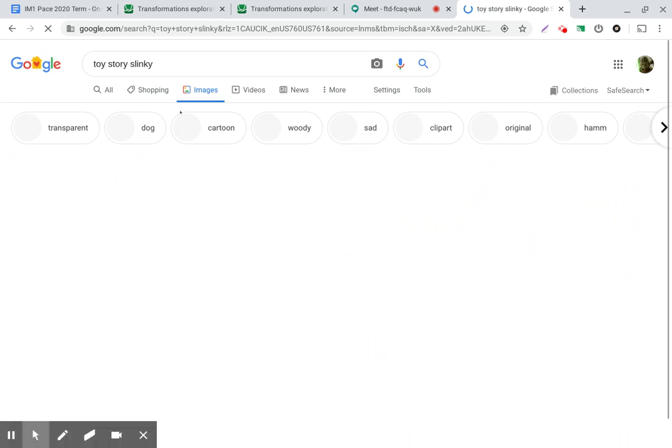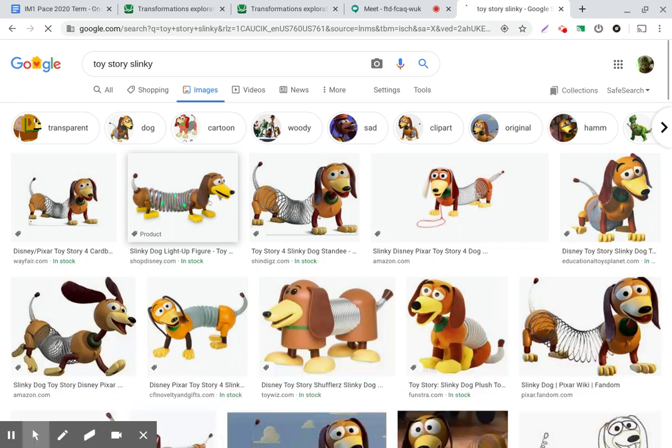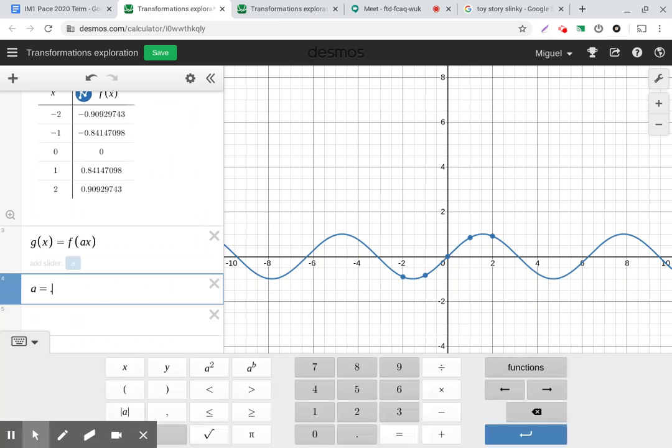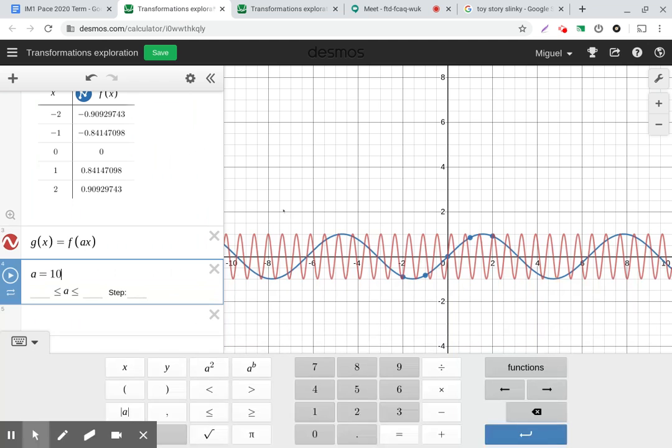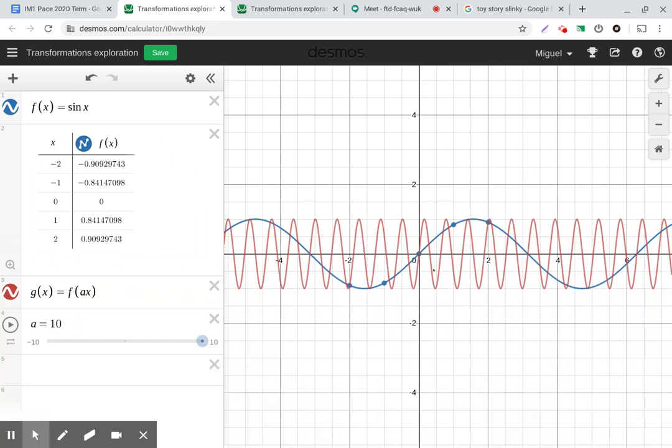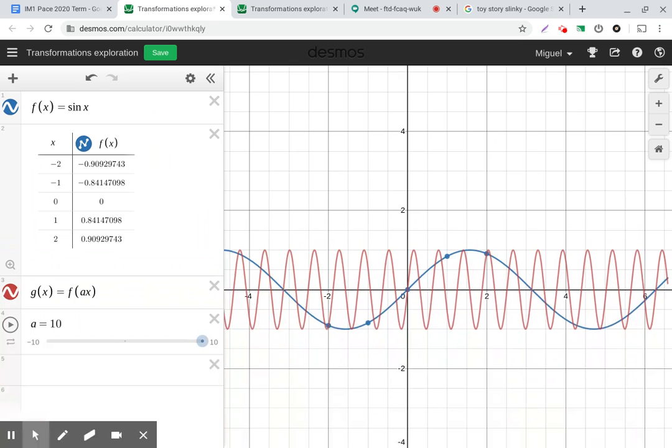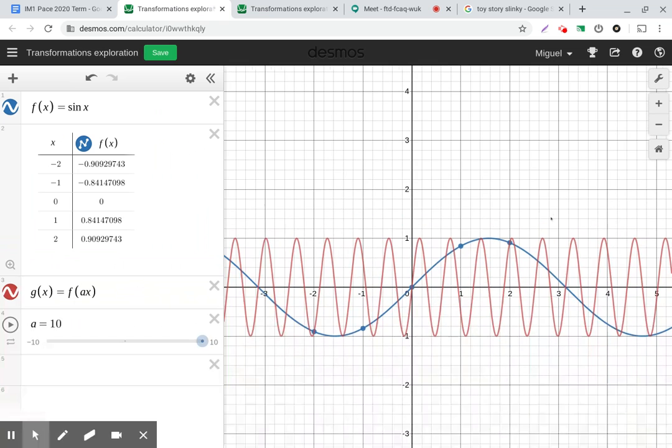So a decimal we think is going to compress them, but actually it will stretch them. And a number like 100 is actually going to make them 100 times compressed. Watch, if I put 100, I'm going to put 10. And guess how many of these things are here? There's 10 in every one. There's 10 of these red things for every one of the blue.